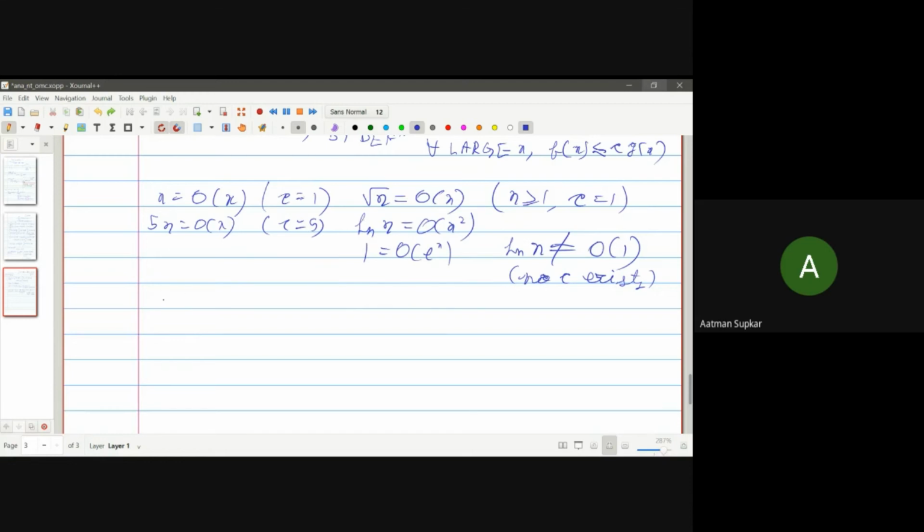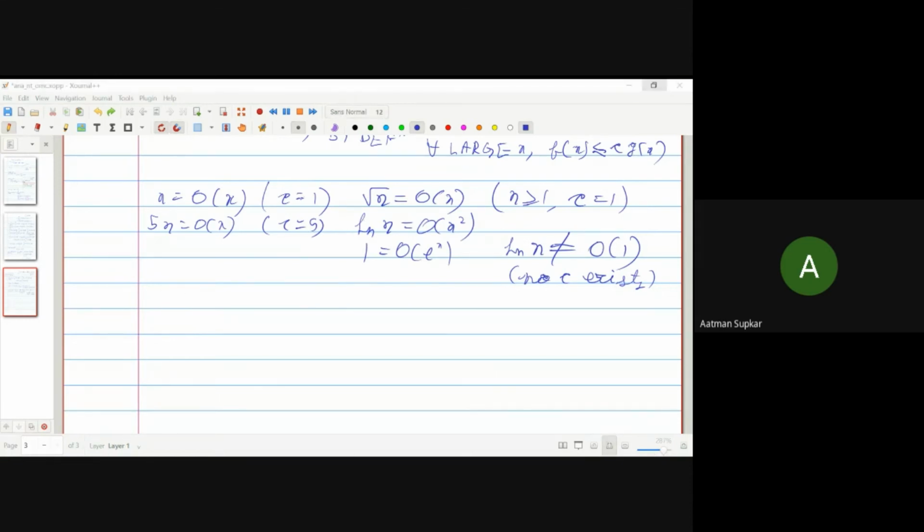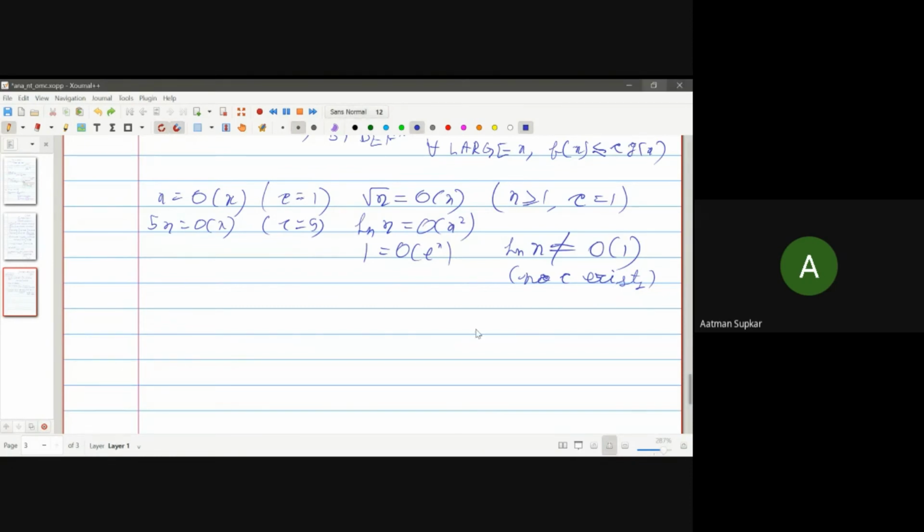Now that that is established, congratulations, I finally have real stuff for you. We will approximate the summation over n less than or equal to x of 1 by n.